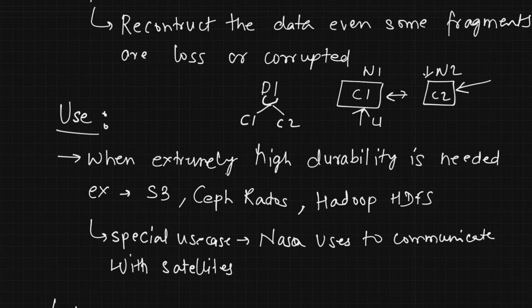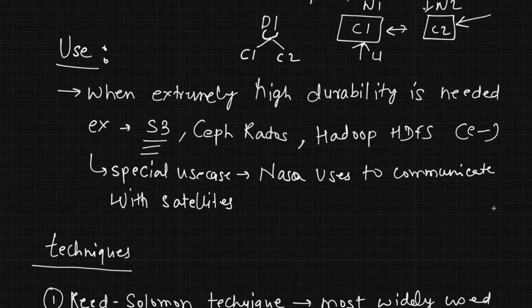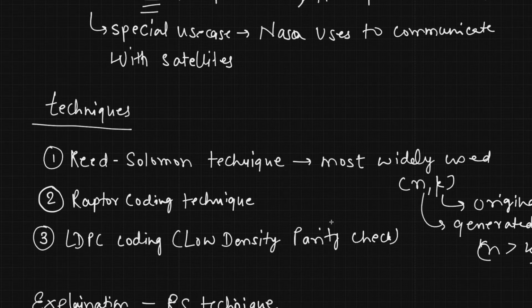Now, as I said, this is used when you need extremely high durability. For example, in Amazon S3, similar techniques are used. There is a Redis gateway where similar techniques are used, and in Hadoop HDFS, erasure coding is also used. An interesting use case: NASA also uses this encoding technique to communicate with their satellites. Now I'll explain what this technique is exactly about.